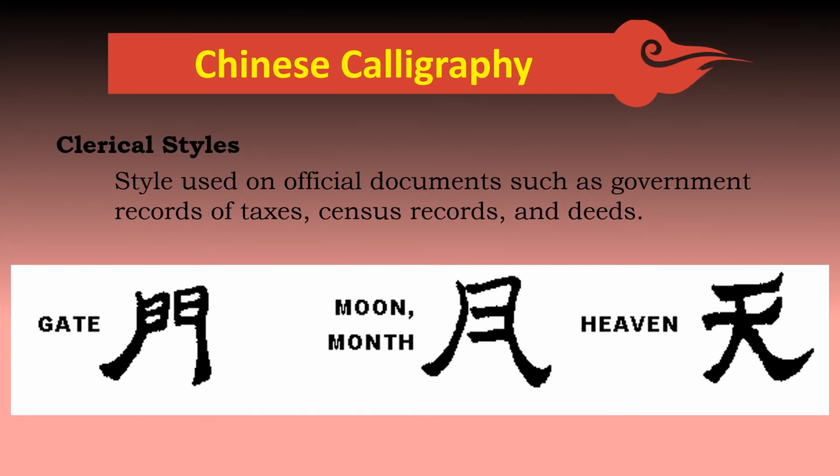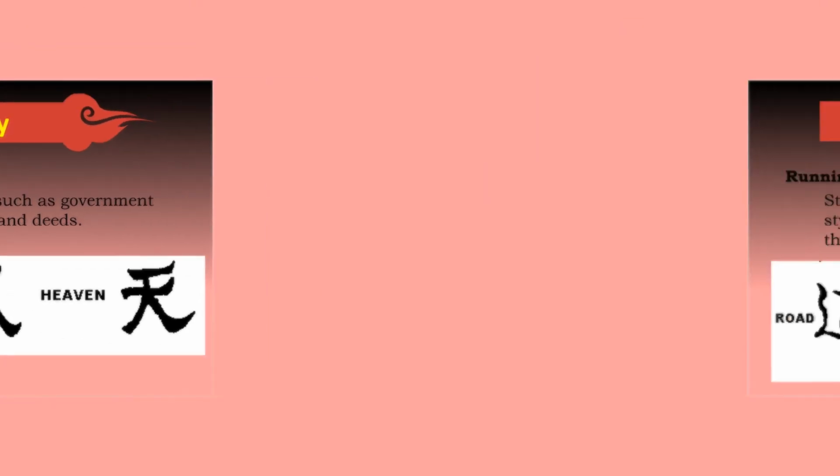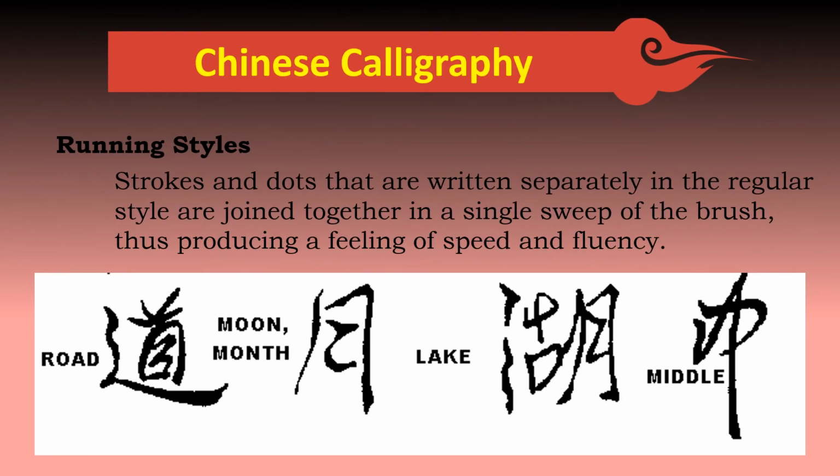The clerical style was used on official documents such as government records of taxes, census records, and deeds. In the running style, the strokes and dots that are written separately in the regular style are joined together in a single sweep of the brush, thus producing a feeling of speed and fluency.